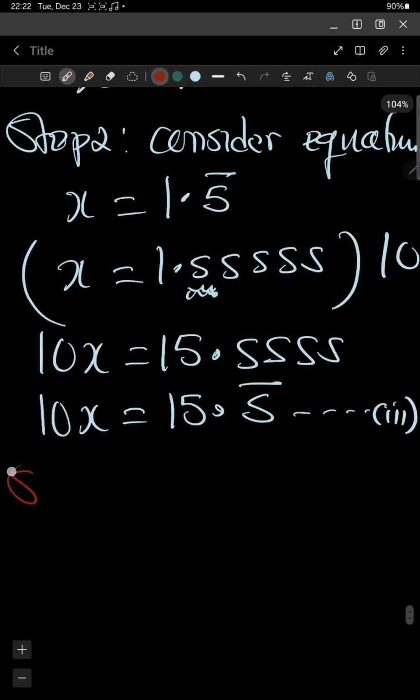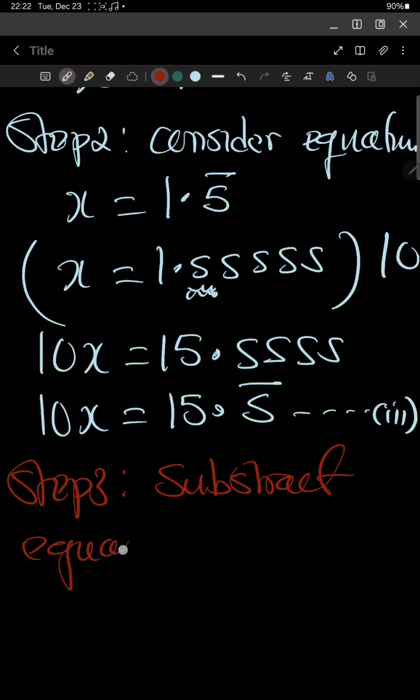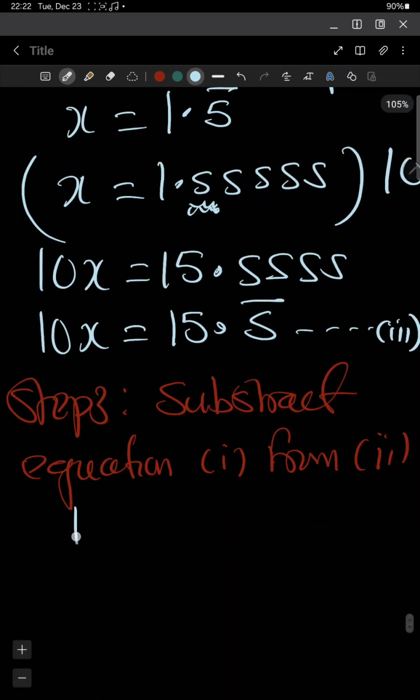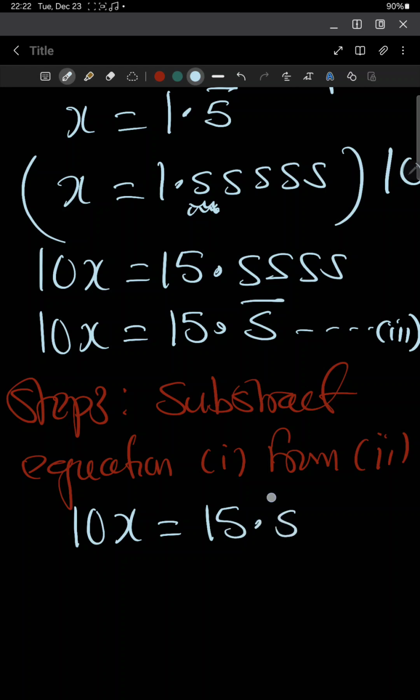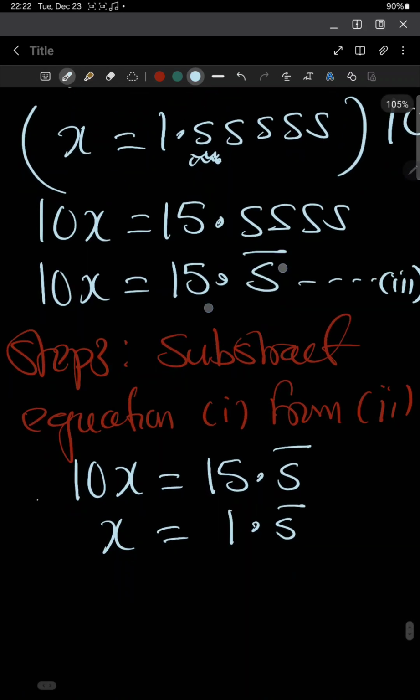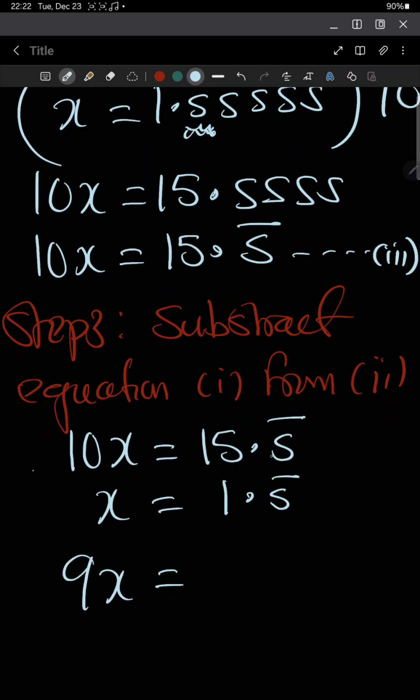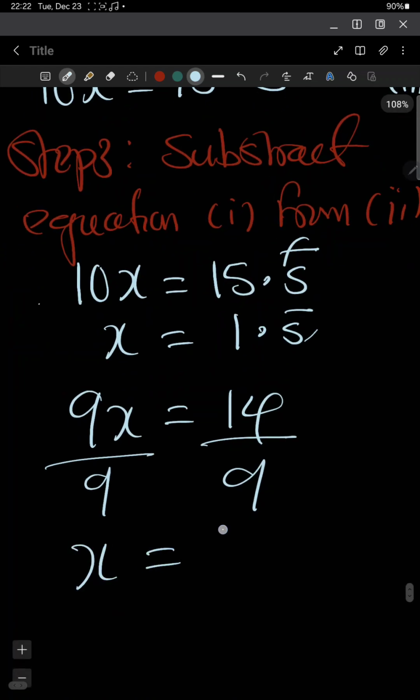After doing that, step 3, you say subtract equation 1 from equation 2. Means that you should start with the second equation. What is our second equation? 10x is equal to 15.5 bar. What is our first equation? It is x equal to 1.5 bar. After that, subtract. This side subtract and also that side subtract. 10x minus x, it is 9x. After that, 15.5 bar minus 1.5 bar, this is 0. So 15 minus 1, it is 14. Divide by 9, also here by 9. After doing that, you say x is equal to 14 over 9.